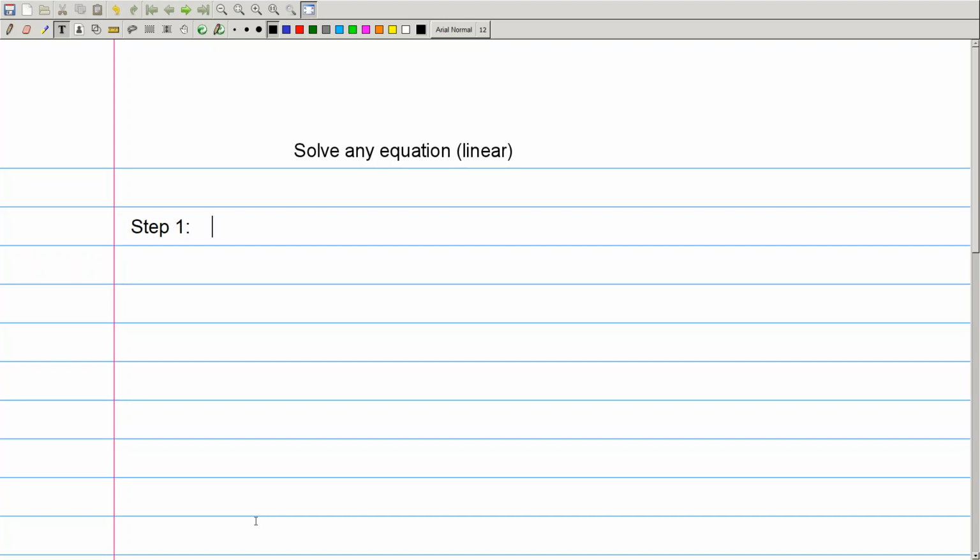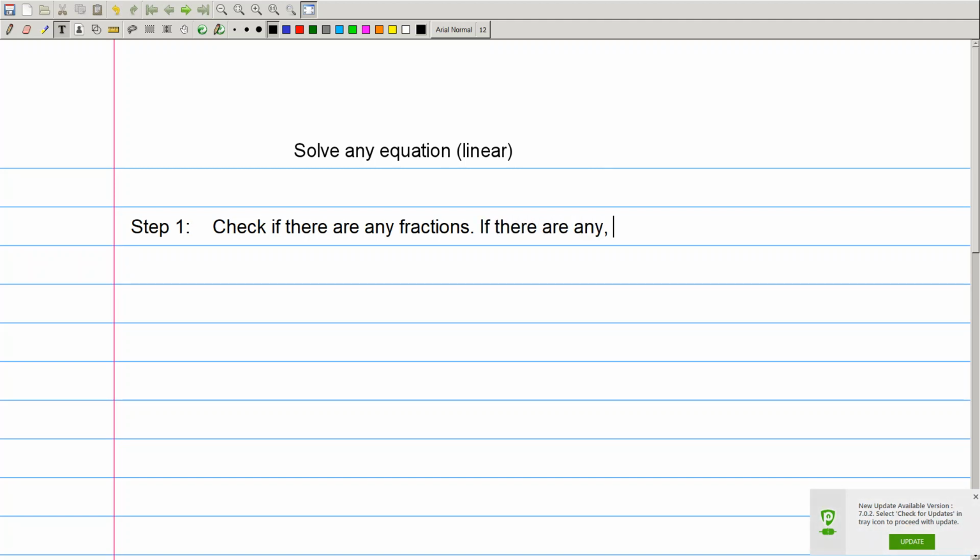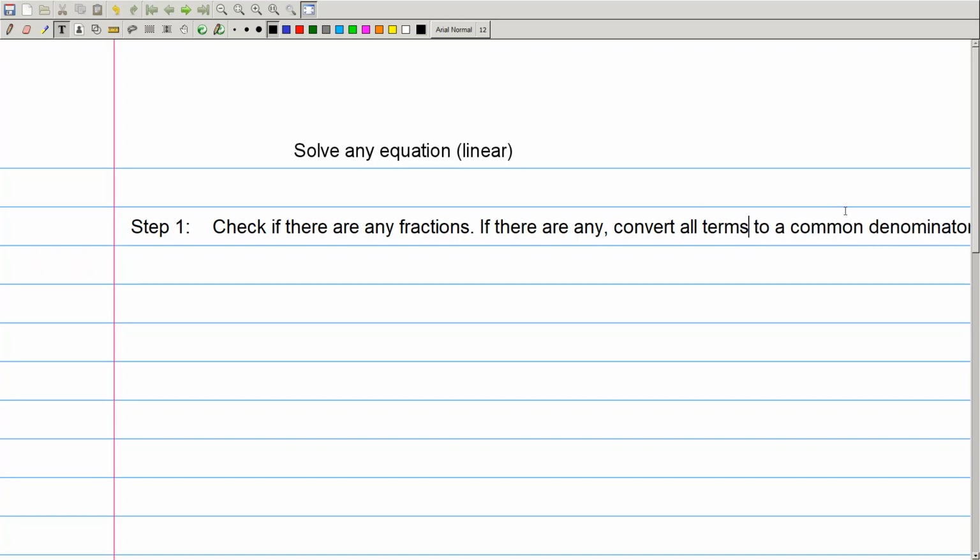So step 1, what you're going to do is check if there are any fractions. Okay, that just means, are there any denominators? If there are, then convert all terms to a common denominator. Okay, so every term should have the same denominator throughout. Okay, that's going to be step 1 here.